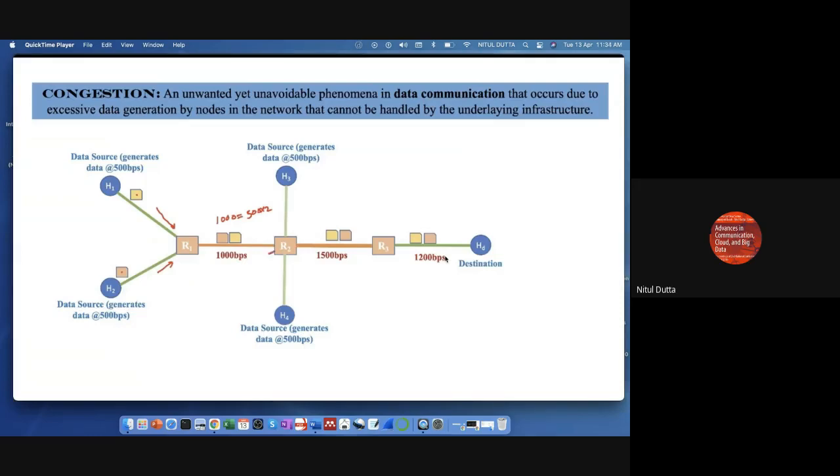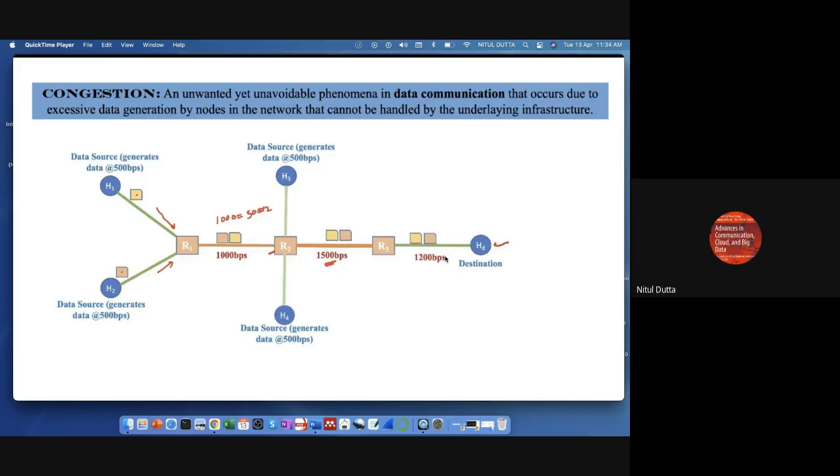R2 will transmit the packets. Since the link bandwidth is 1500 bits, there is no issue in transmitting these two packets, and that way these packets will reach the destination through the designated path, R1 to R2, R2 to R3, then R3 to the destination. So the destination has received the data, and this data is nowhere stuck or queued, because the capacity of the link is sufficient to transmit all the data generated by the sources H1 and H2.